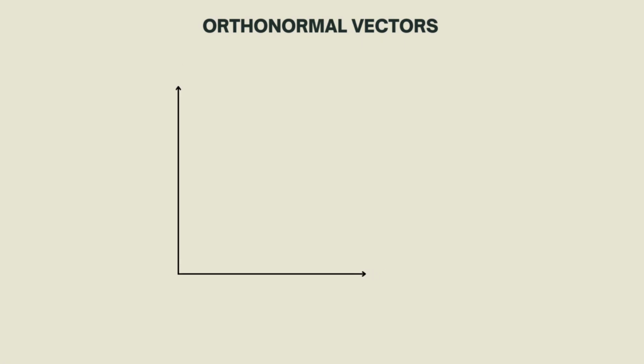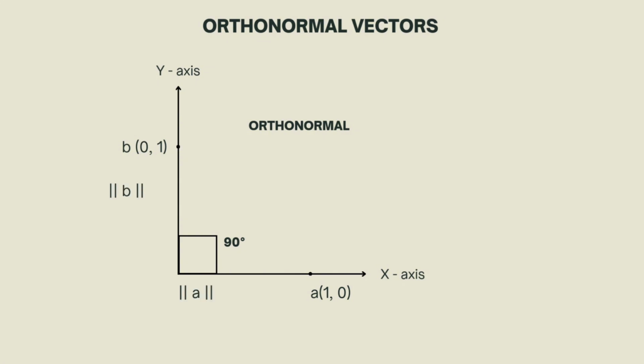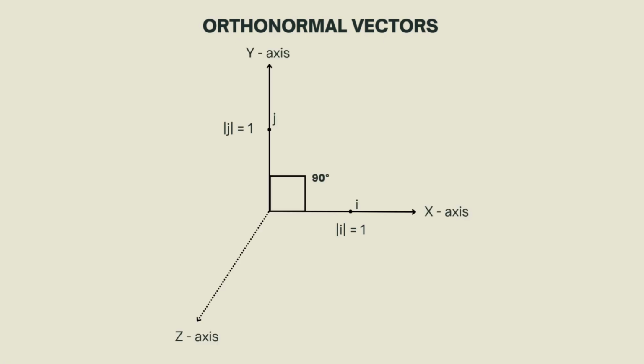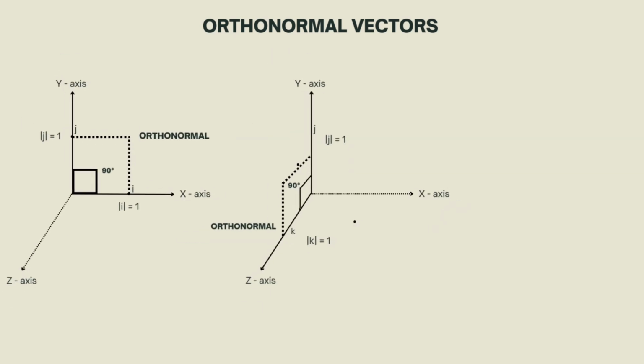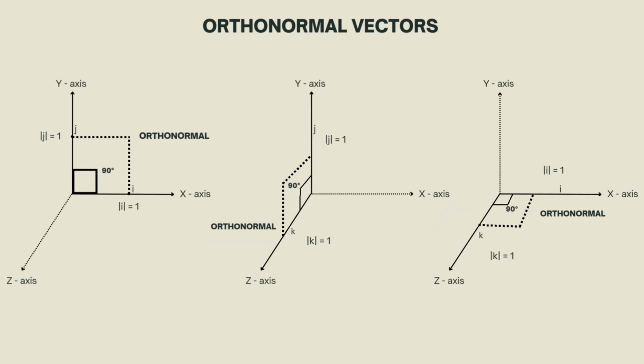Orthonormal vectors: if two unit vectors A and B are perpendicular to each other, then they are called orthonormal vectors. The magnitude of each vector is equal to 1 and the dot product of the two unit vectors is 0. For example, i and j are unit vectors along the x and y axis, so these are orthonormal vectors. In the same way, j and k, and k and i are orthonormal pairs of vectors.